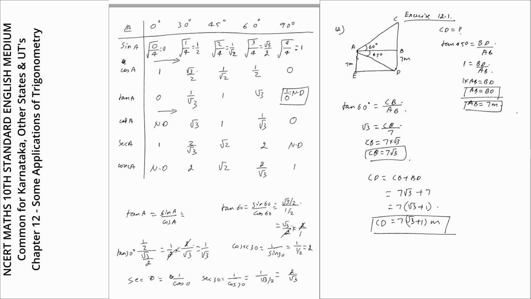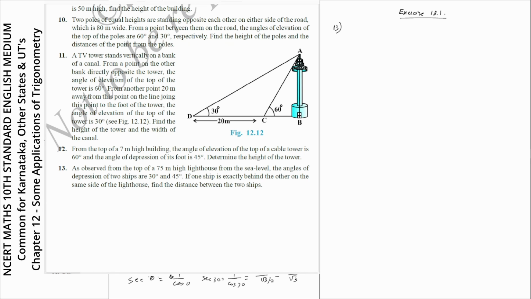Exercise 12.1, question number 13. As observed from the top of a 75-meter high lighthouse from the sea level, the angles of depression of two ships are 30 degree and 45 degree. If one ship is exactly behind the other on the same side of the lighthouse, find the distance between the ships. So on the seashore there will be something called a lighthouse.